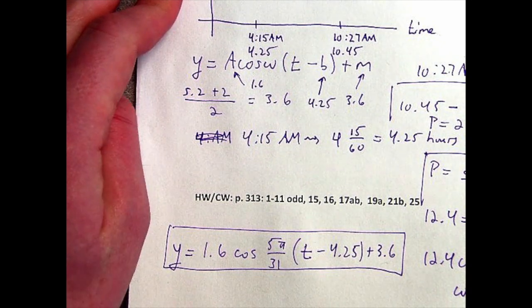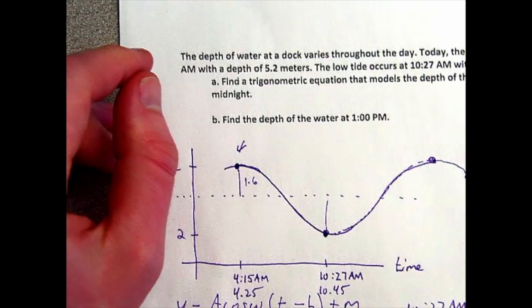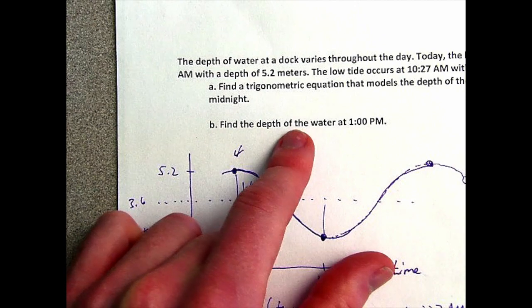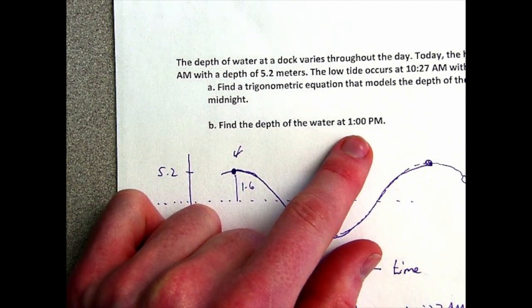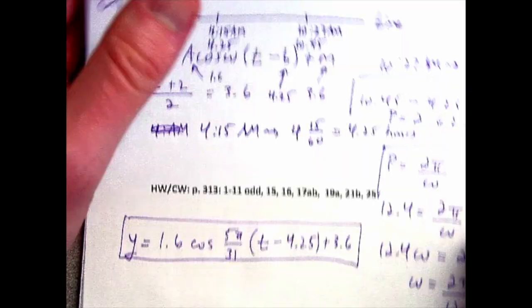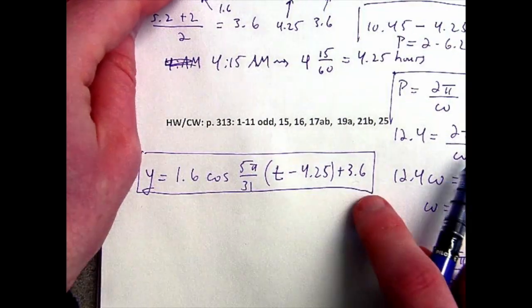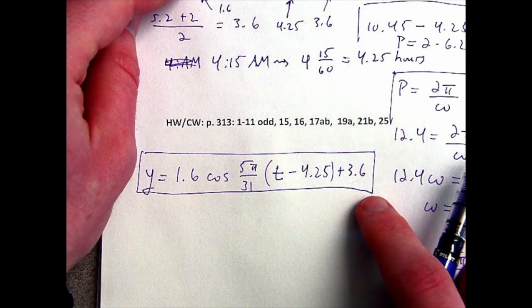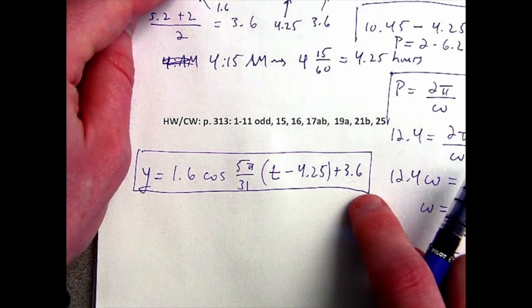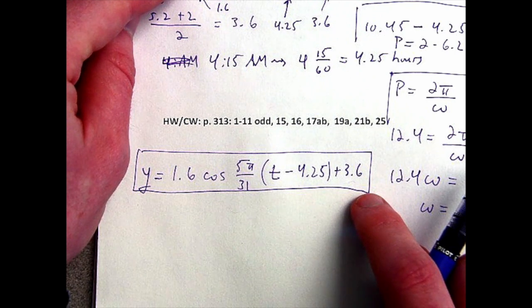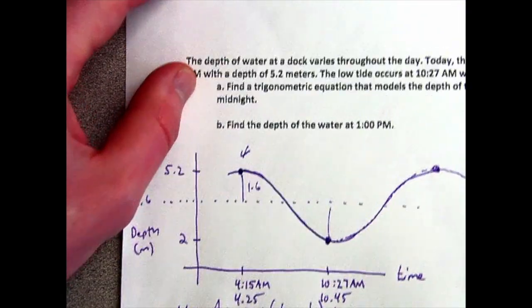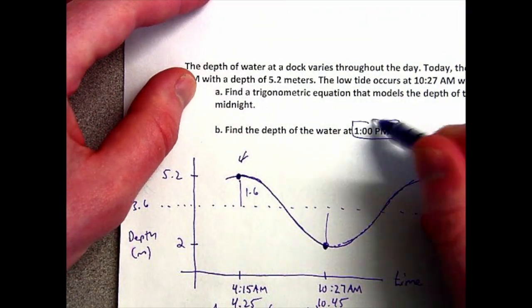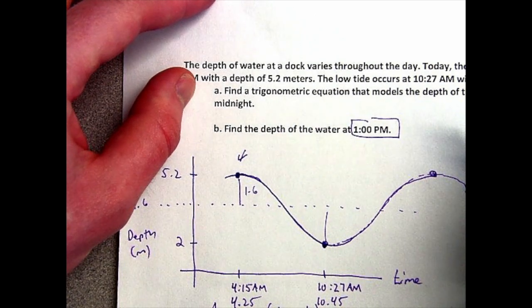Cool. So now we can use this model to answer the second part. The second part is find the depth of the water at 1 o'clock p.m. Now this function is able to produce the depth of the water at any time t. All you have to do is plug in the appropriate value for t, and what will pop out is the depth. Now, as always, 1 p.m. is not exactly something that we can plug in. We have to convert that to some value of t.